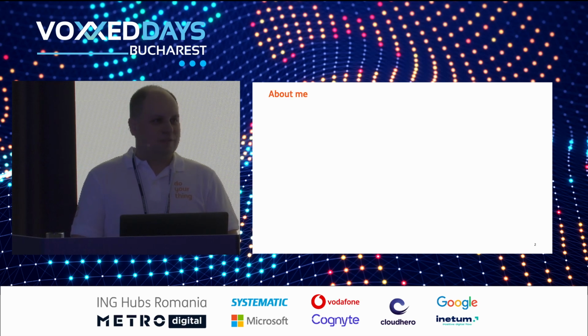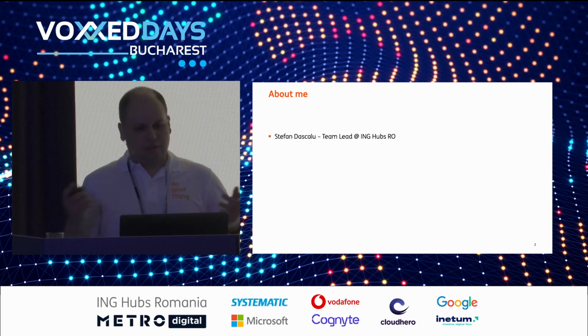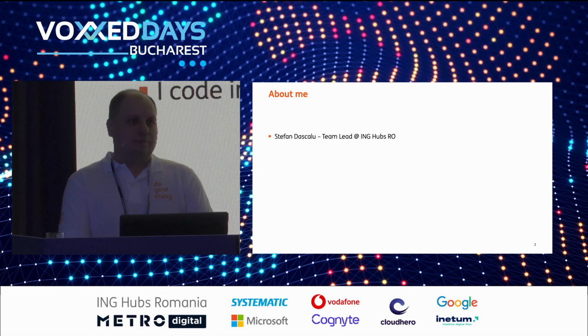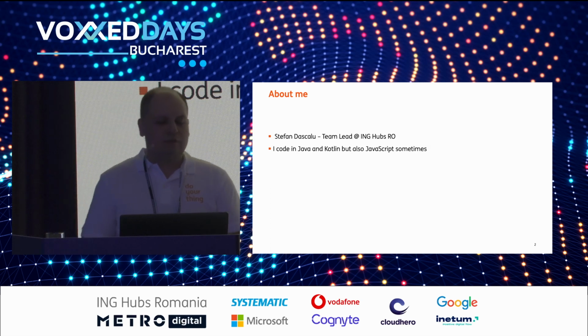So, my name is Ștefan Dascălu. I'm a team lead in ING Hubs Romania, which is a software delivery center for the ING group. We are delivering software for the entire bank, not only for the local bank here in Romania. I mostly code in Java and Kotlin, but sometimes I also code in JavaScript.